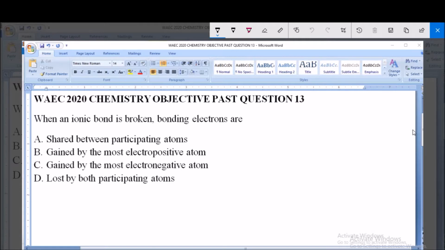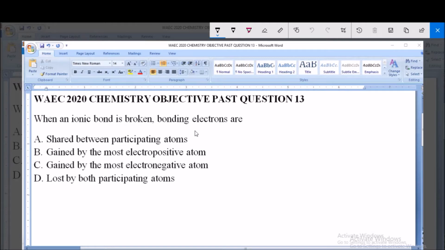When an ionic bond is broken, bonding electrons are A. Shared between participating atoms, B. Gained by the most electropositive atom, C. Gained by the most electronegative atom, D. Lost by both participating atoms.